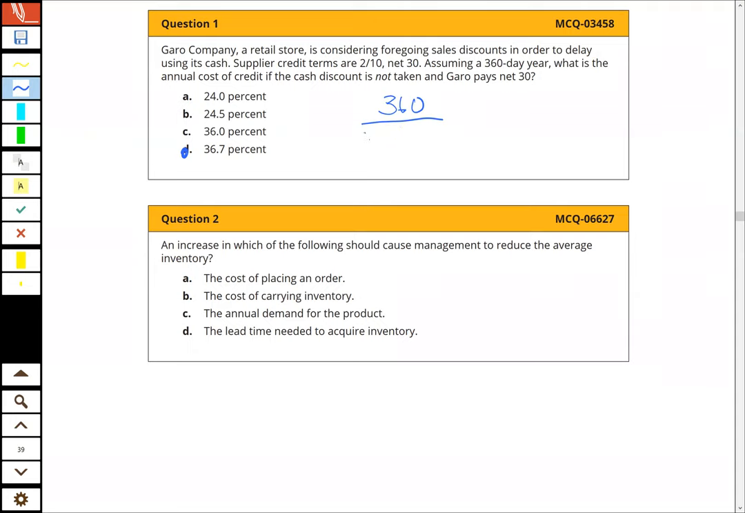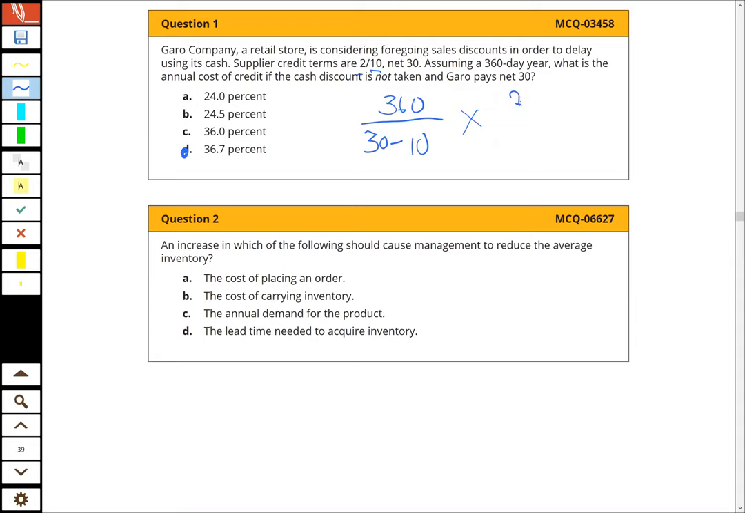Okay, and so we have what? We have 30, okay? And then minus the what? 10 day, 2/10 net 30, right? Okay, and then we have to multiply that and we take the discount, okay? And they tell me 2%.